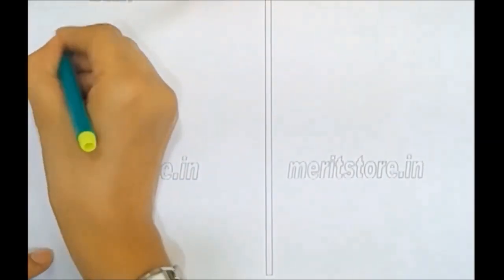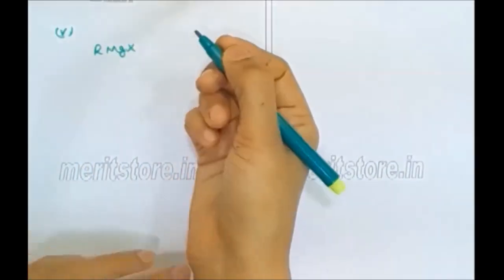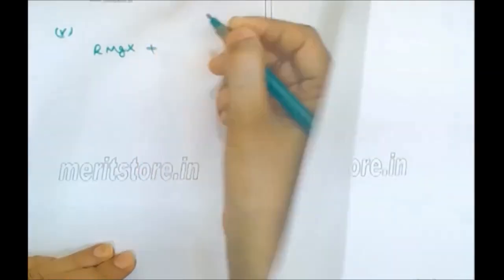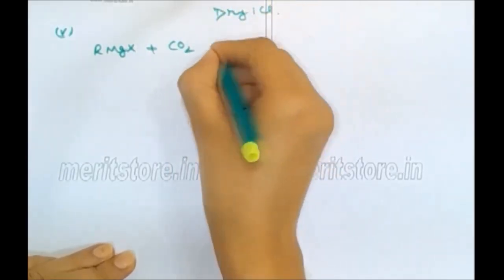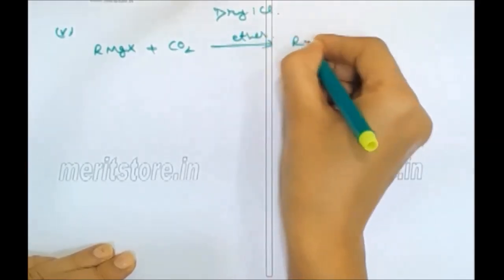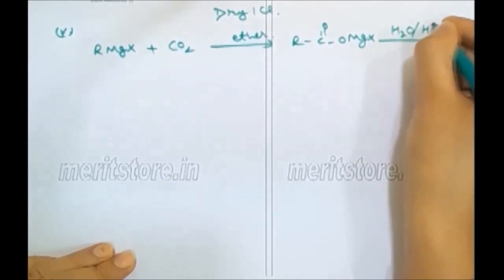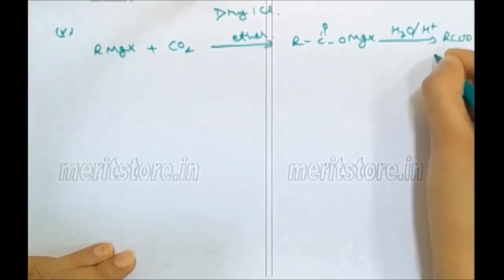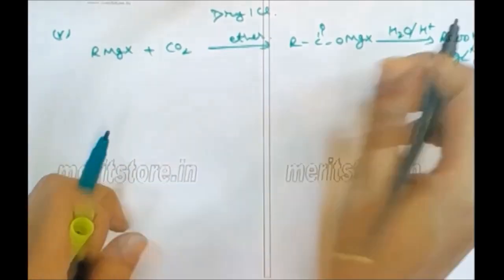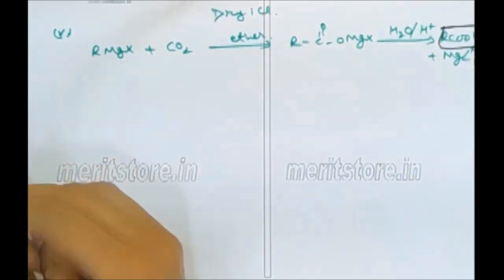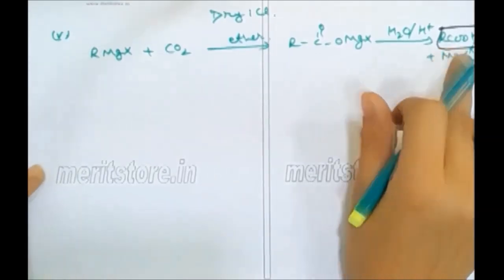Next method is by carbonation of Grignard reagent. This is our Grignard reagent, and Grignard reagent in the presence of bubbling carbon dioxide. Bubbling carbon dioxide is our dry ice, and in the presence of ether it will give this compound, and again on hydrolysis will give acid and byproduct. Here the acid formed has one carbon atom more as compared to its parent, because we are adding carbon dioxide, so one carbon is extra here.